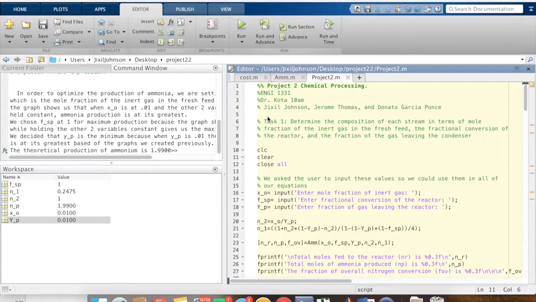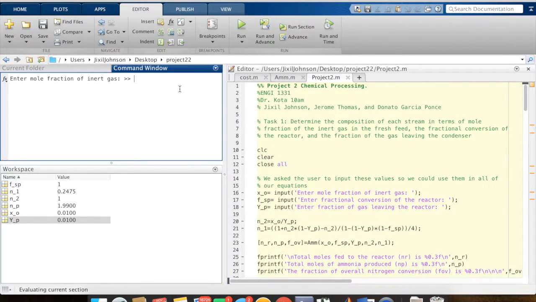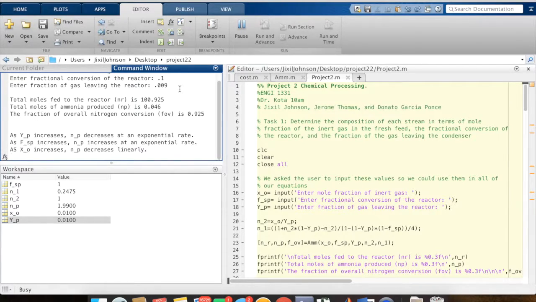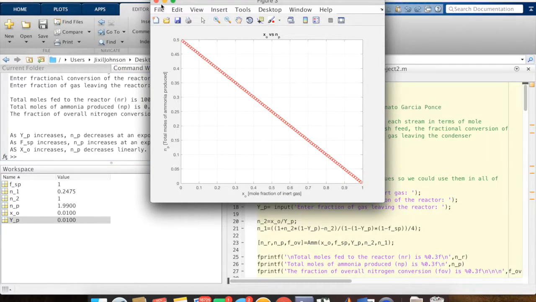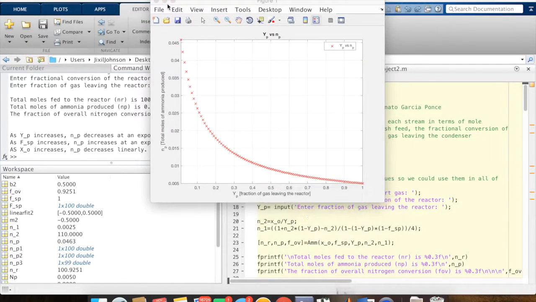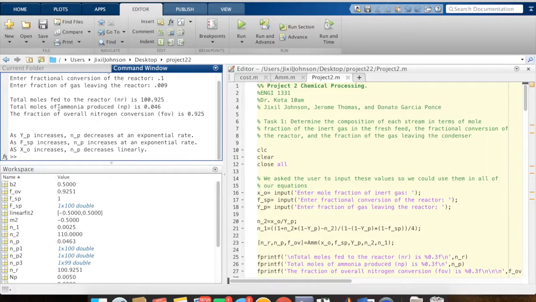Next, we can test the code using different inputs. So if I were to run this code from the beginning, 0.09, 0.01, 0.006. So as you can see, the graphs arrange accordingly, and the total moles of ammonia, the ammonia produced and the nitrogen conversion are changed accordingly.